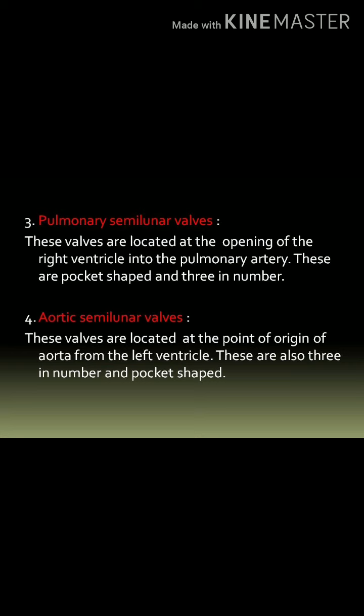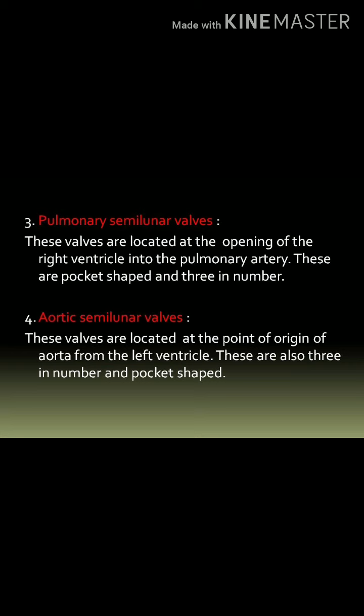Here three half moon-like, pocket-like structures are there. This valve is three in number. So also here, when the blood flows from the right ventricle to the lungs, this valve will close to avoid the backflow of blood. Next one is the aortic semilunar valves.